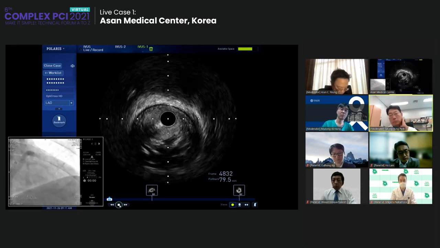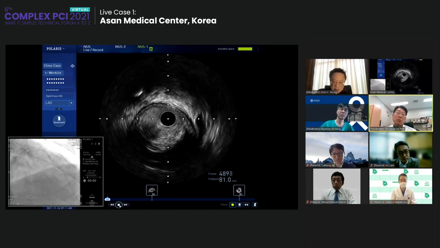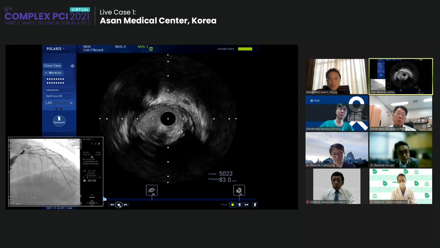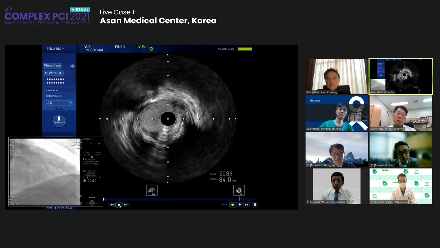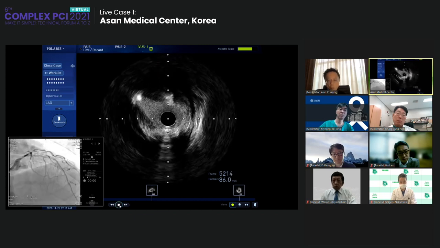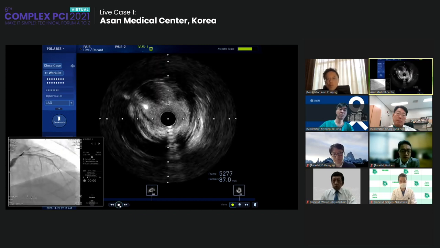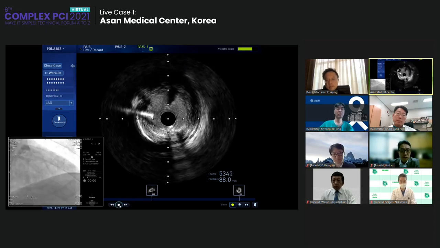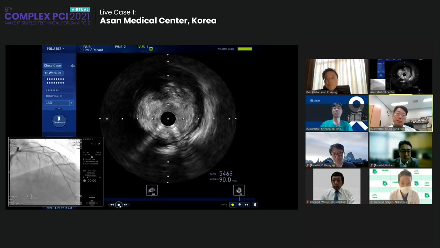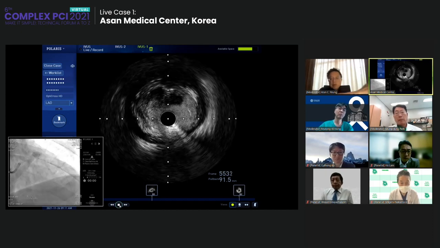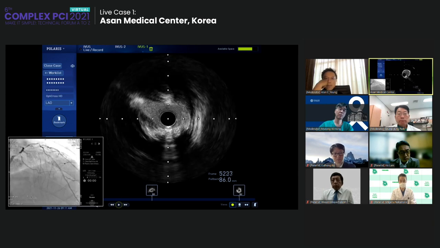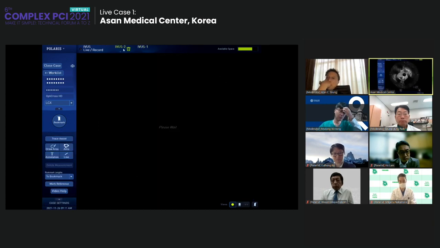Then you can see the circumflex ostium is coming, at 11 o'clock. Over here it looks okay, but we don't know exactly on this view. The circumflex ostium looks okay, but we don't know the exact plaque. This is the distal left main. Some ruptures, some balloon, balloon 2.0 and a huge plaque. And also we checked the circumflex. Could you change to the circumflex?